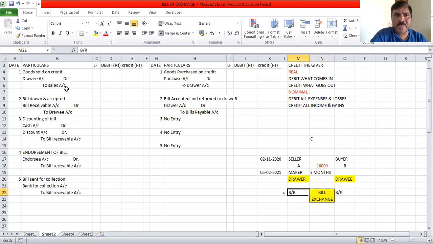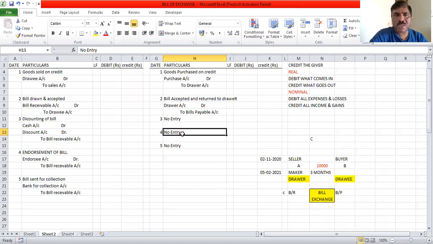Therefore, my format of the entry in the books of the drawer, that is endorsement of bill, is: endorsee account debit, to bill receivable. Now, the day the bill is accepted, maybe 2nd November, the bill came back to Mr. A, and that day if he is endorsing to Mr. C, then this bill will be held by C till the maturity date, that is February. And on 5th February, C will get the money from Mr. B. And on the day of endorsement, that is 2nd November, there is no transaction between the drawer and the drawee. There is no entry in the books of the drawer.